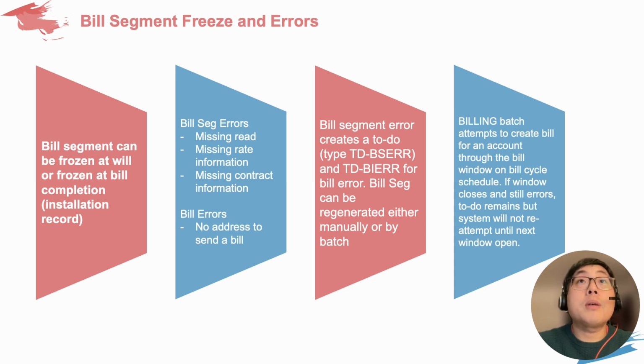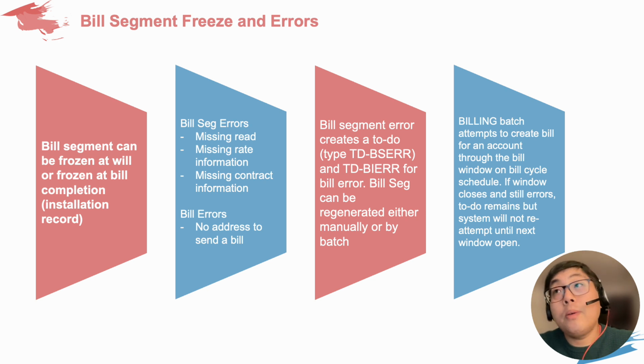Second one, bill segment error. There are different errors at both levels, bill segment and bill. For example, in bill segment error, you could have missing read, missing rate, or missing contract information, because they are all required for the bill calculation.